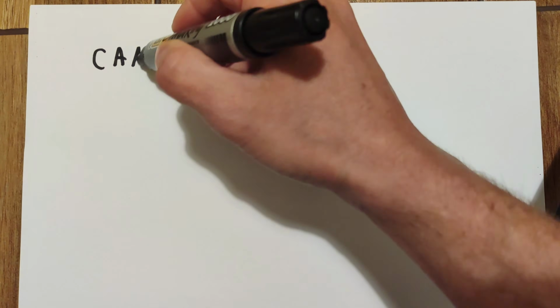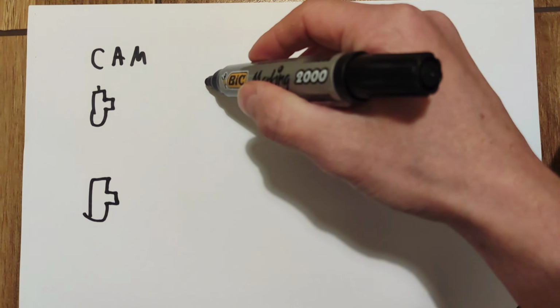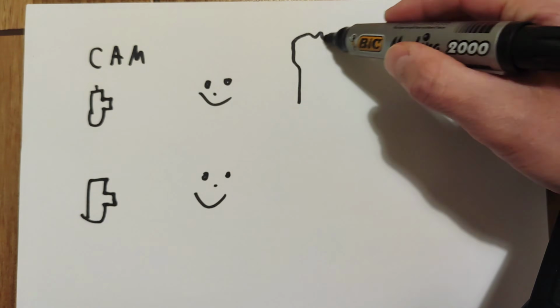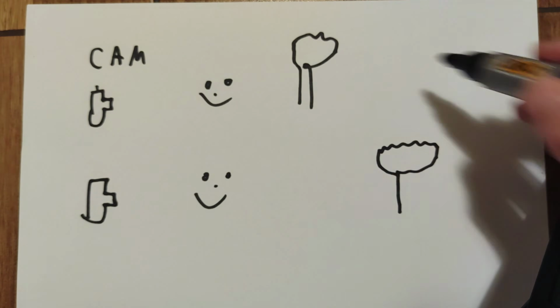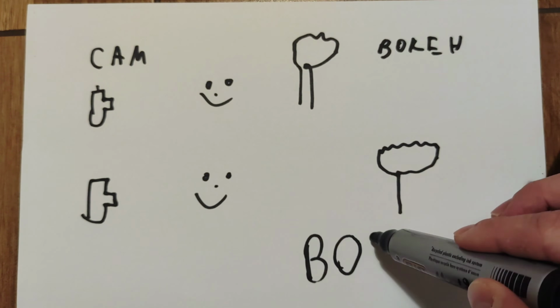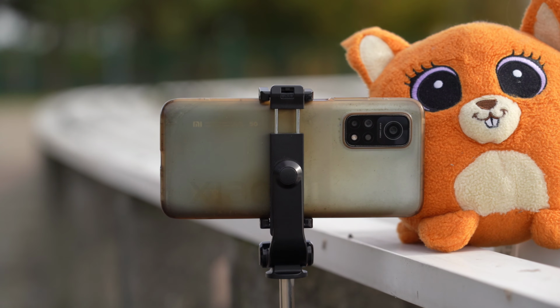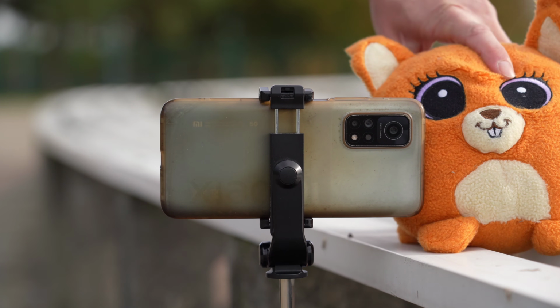Also very important is the distance from the background. The closer you are to the background, the less background blur you have. So you have to take care that the background is as far away as possible from your subject. Right now let's take a look at the squirrel.